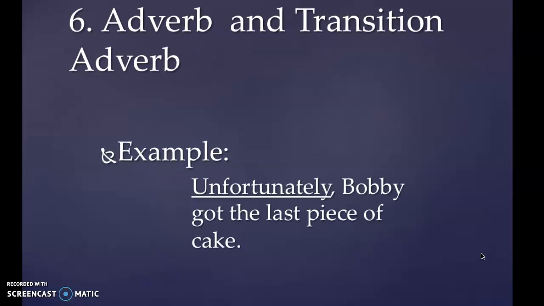Number 6, introductory adverb and transition adverbs take commas. For example, unfortunately, comma, Bobby got the last piece of cake. So remember, transition adverbs are conjunctive adverbs, that's a synonym, and they include words like however, moreover, unfortunately, as it's used here, and requires a comma.